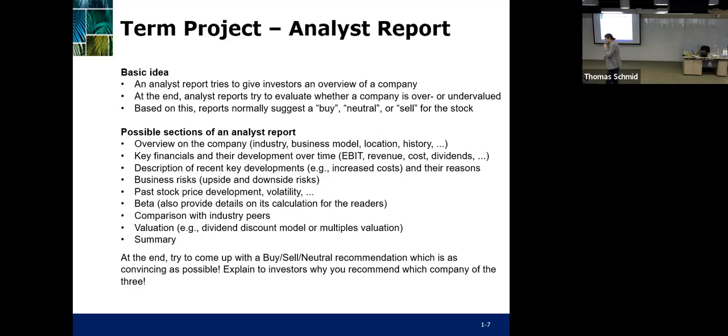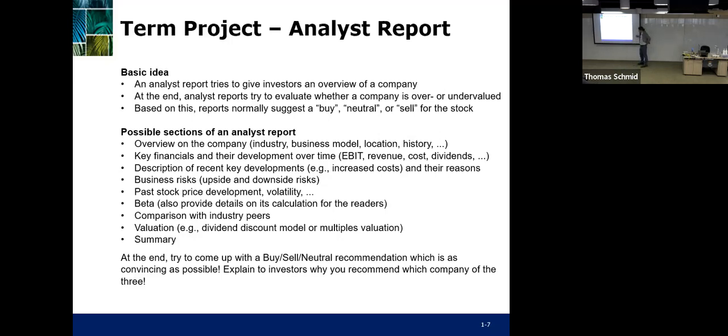Part of the learning experience, I hope, is that you see how fuzzy these models are and how difficult it is to run them. I think that will also allow you to better interpret the outcome of the models that other people do, because you will know how many assumptions they had to make and how sensitive the outcome is most of the time to these assumptions. So the valuation part will be an important part.